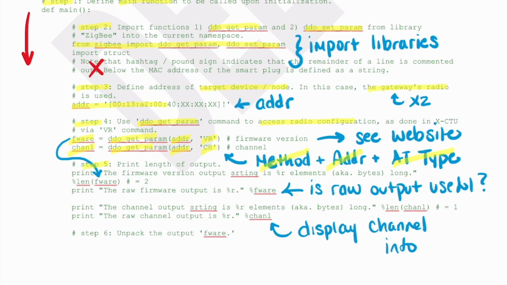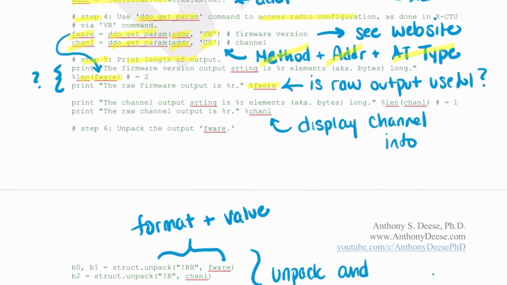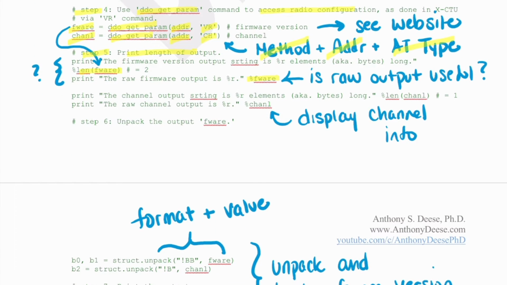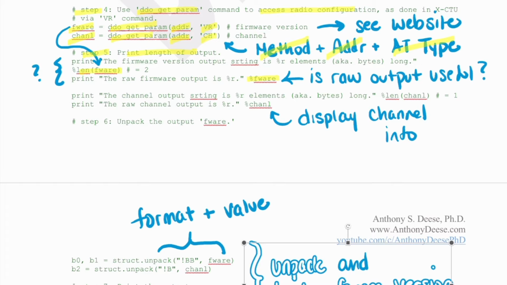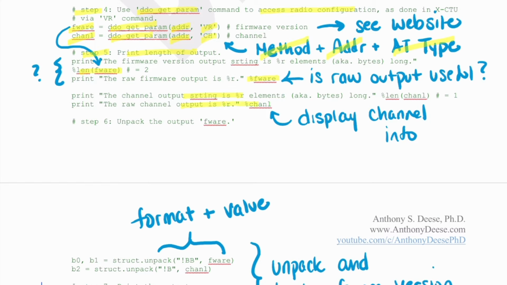Next, in step 5, we're going to print the length of the output. Essentially, we're just finding the length of the fware variable and printing that to the user. So if you have any questions about this part of the code, that's probably more of a Python question as opposed to a Digi or XBee question. Then we display the channel info to the user. You can see we have the print statements there.